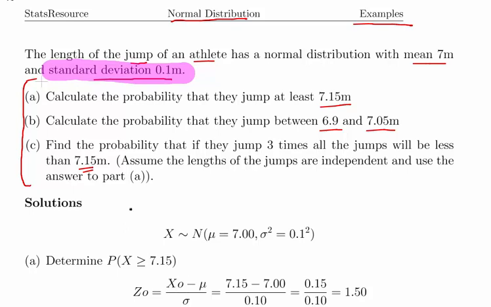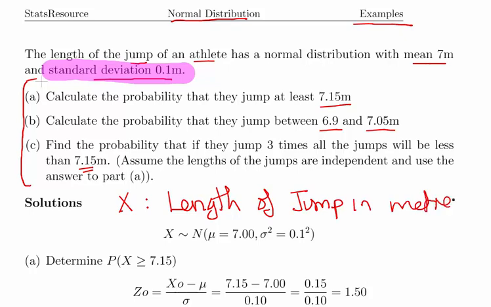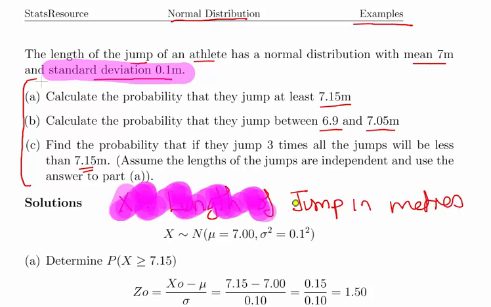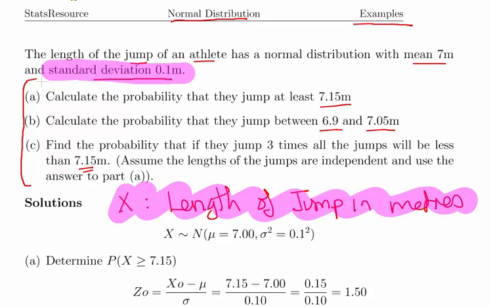Now the first thing we should do is specify our variable, and a little sentence like this would help: x is the length of jump in meters. A clear statement of what x is at the start of our exam question. Also we should specify it as a normal random variable. So here x is modelled as a normal random variable with mu equals 7.00 and sigma squared equals 0.1 squared. I left it as 0.1 squared just to emphasize what the standard deviation value would be.